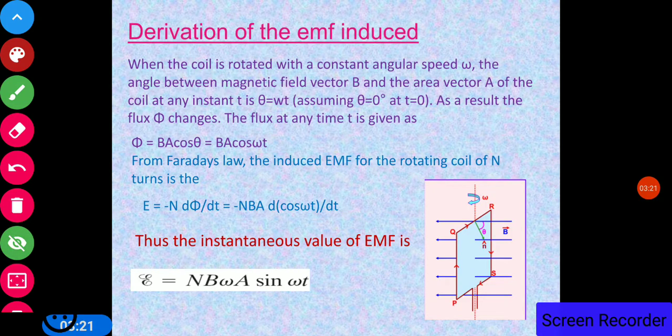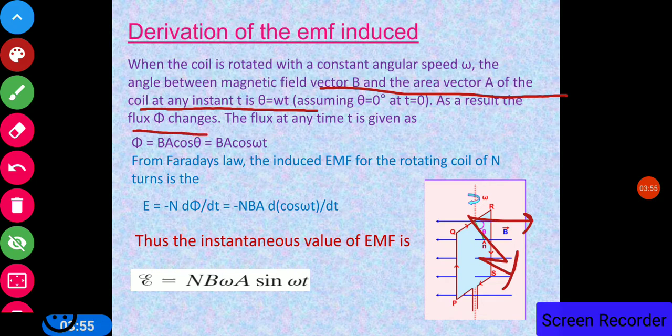Now, let us derive the expression for the EMF induced. When the coil is rotated with a constant angular speed omega, as shown in the figure, the angle between the magnetic field vector and n cap, that is normal to the coil, the area vector, is theta. So the angle between the magnetic field and the area vector of the coil is theta equal to omega t.